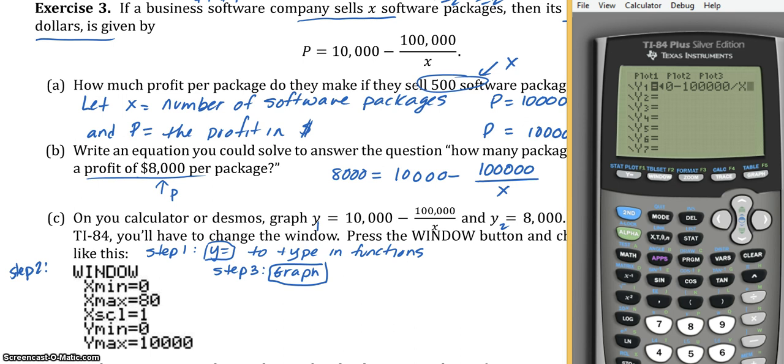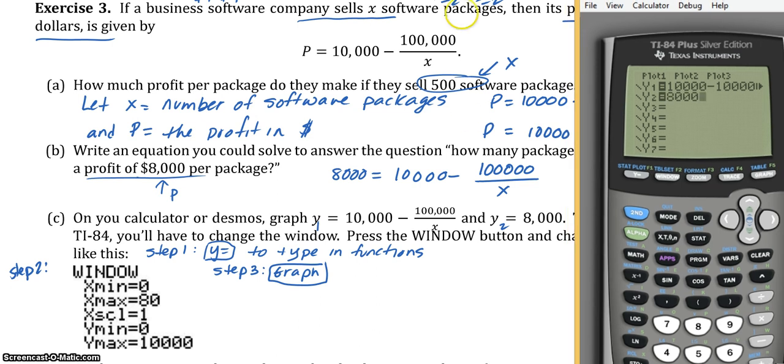To get to the second line, I'm going to press enter at the bottom right and then type in my next one, 8,000. Remember, that's what the Y2 was on our directions over here. Then we're going to go to window and type in those values. So I just changed my X min, my X max, left the scale alone. The Y min and the Y max is what they're asking for there. And then step 3, I'm going to go to graph.